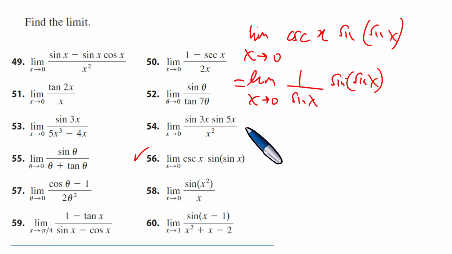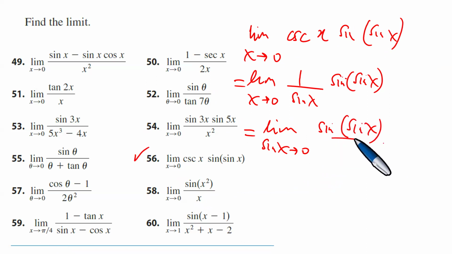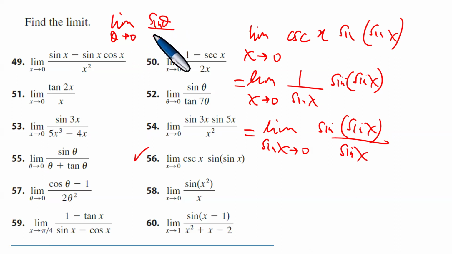Right, so this you can write as the limit as sine x approaches 0 of the sine of sine x divided by sine x. Okay, what we're able to see here is that sine x approaches 0, then this limit is like the limit as theta approaches 0 of sine theta over theta, which gives us a 1. So clearly this limit here becomes 1.